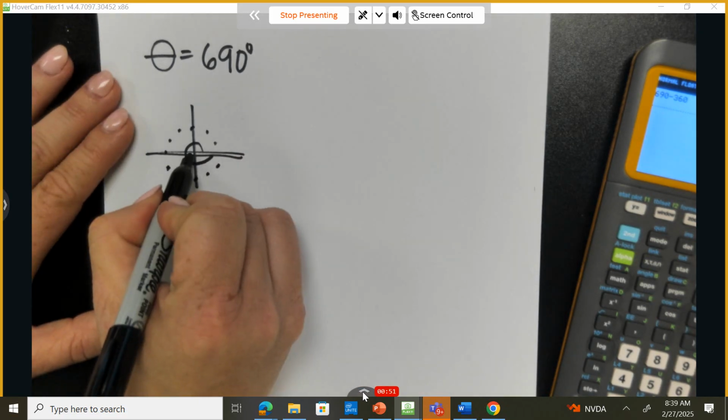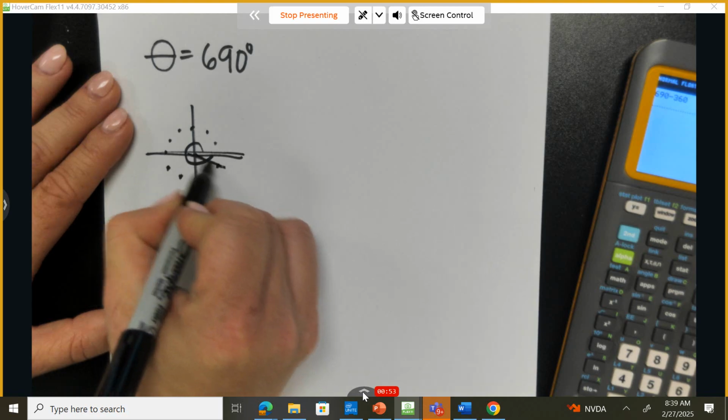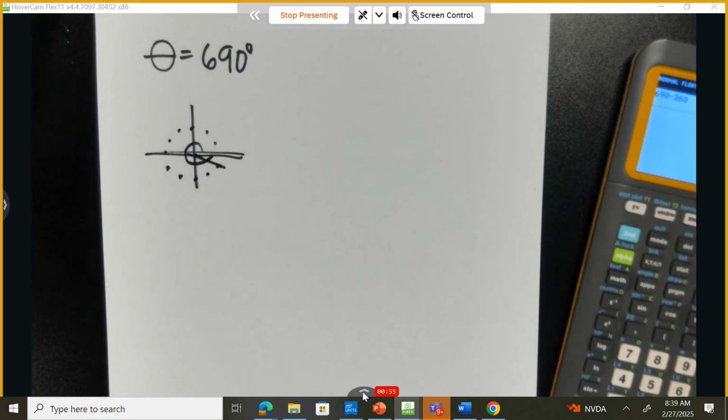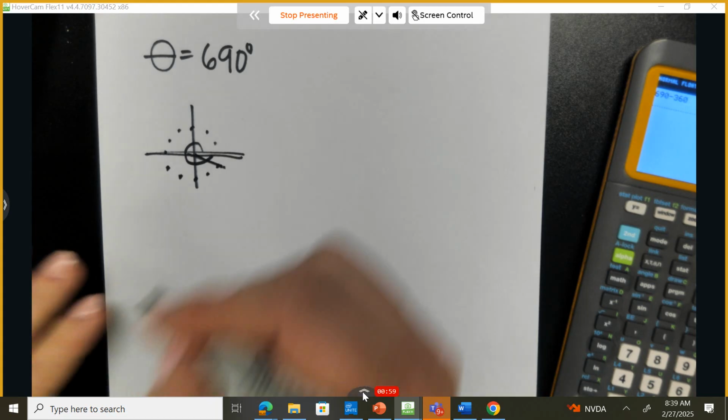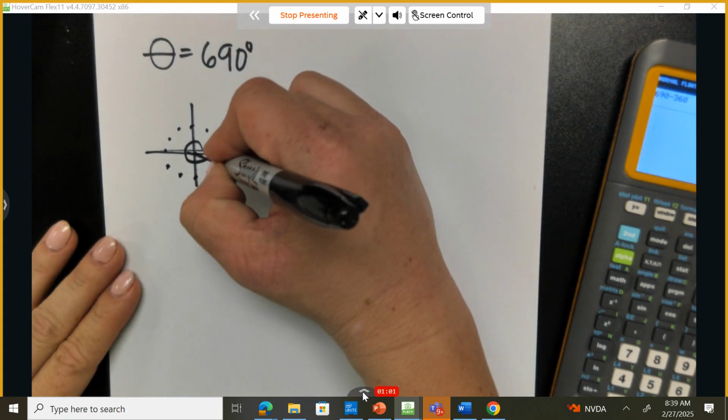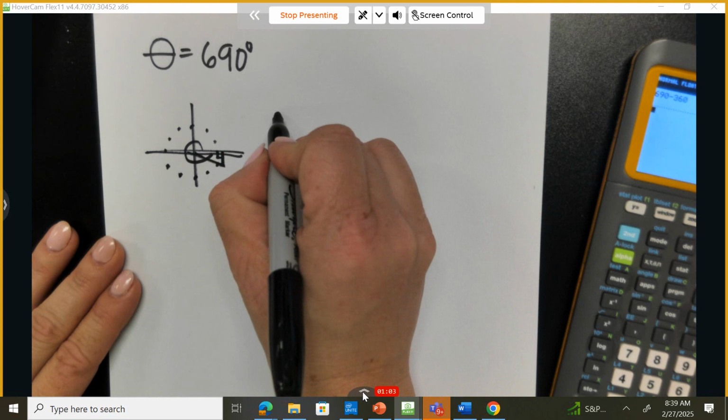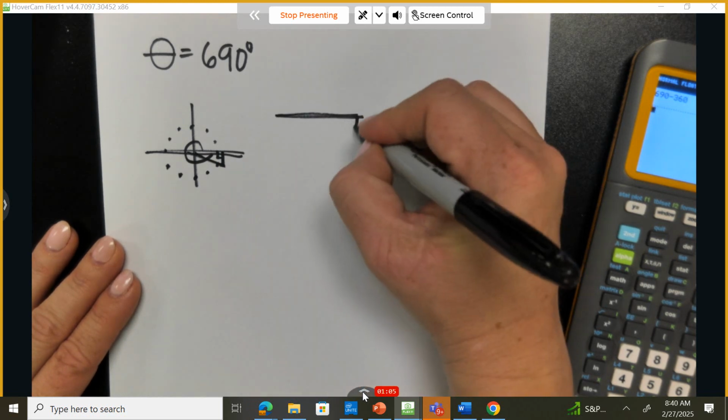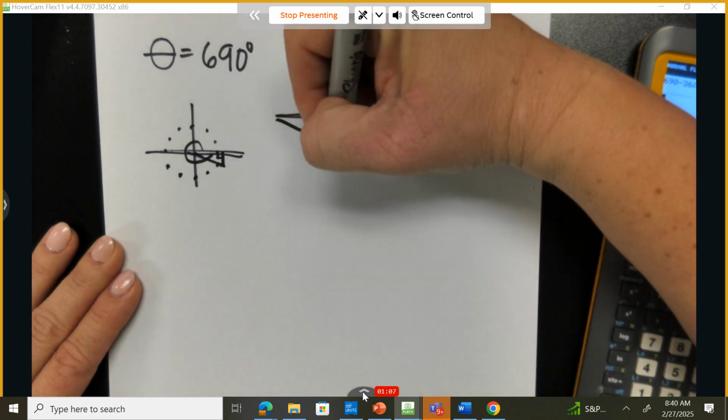So I'm going to go straight out here, and then we always go directly back to the x-axis, and when we meet the x-axis, it has to be a 90-degree angle. So I'm going to draw this triangle. It looks like this.